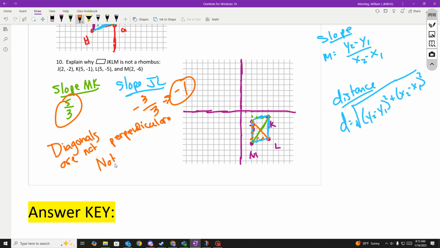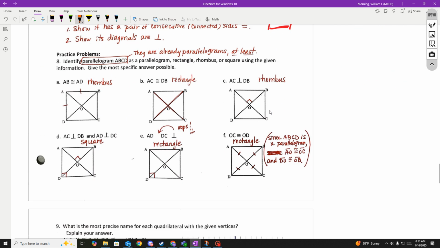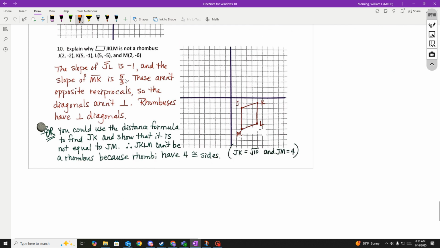Not a rhombus. The diagonals have to be perpendicular for this to be a rhombus. Likewise, you could have checked that the sides are congruent. What did she do? Yeah, she did the diagonals as well.